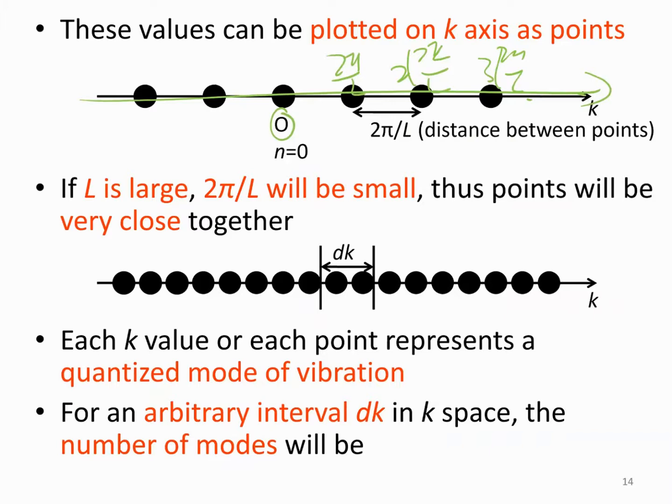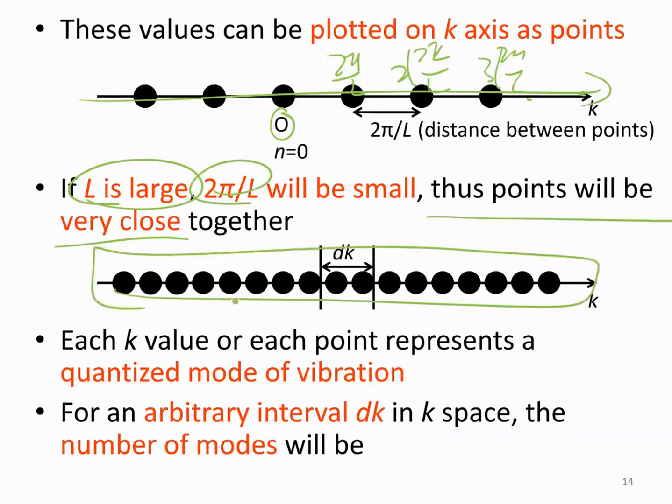Okay, so when L is large, then 2π over L will become small. Then the points will become closer. Why? Because 2π over L is reciprocal. When L is large, this 2π over L becomes smaller, so the distance becomes smaller, although it's still 2π over L. But just because L is large, the points will become very close together.